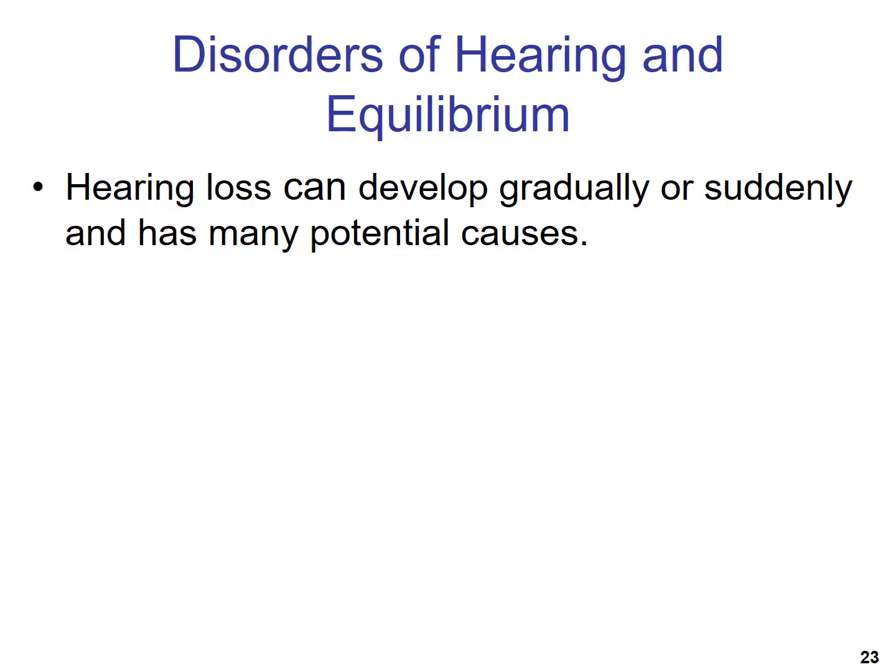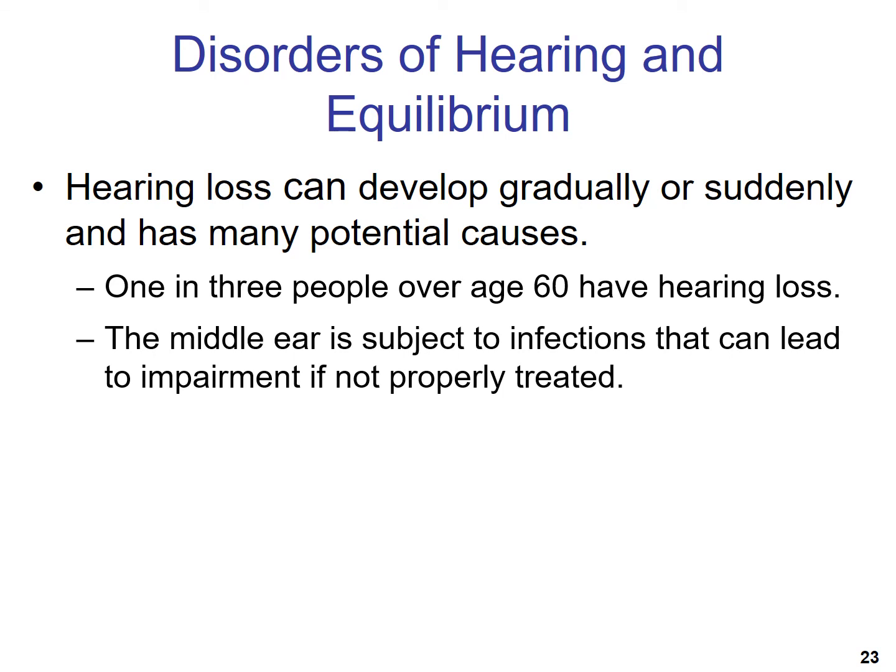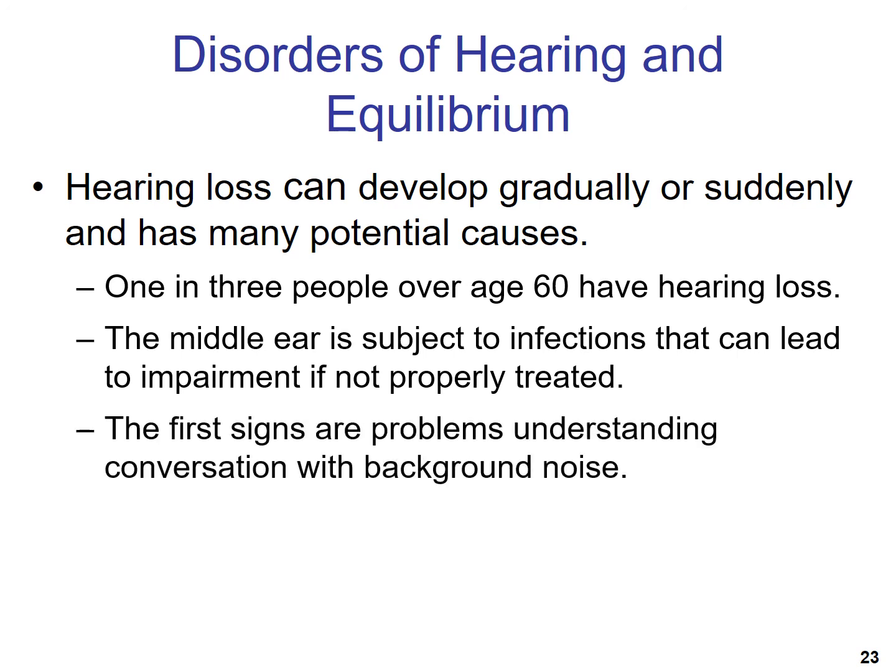Okay, hearing loss can develop gradually, or it can be sudden, and it has a lot of different causes. One in three people over the age of sixty have hearing loss, and part of this can be due to middle ear infections. The reason why the middle ear is subject to infections is because it has a connection, if you'll recall, with the pharynx, and the pharynx is connected to the outside environment. So this means that the middle ear can be subject to infections, and if the infections stay there, then you can get hearing impairment if they're not properly treated.